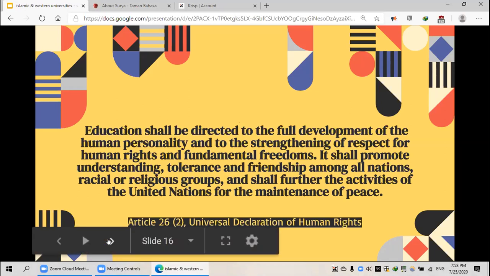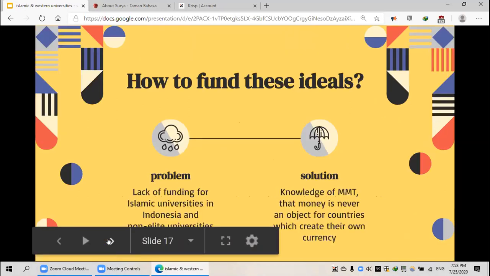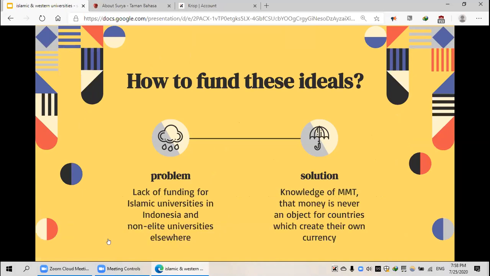Basically, what I'm trying to say is all these things need funding, and we are right now facing a lack of funding, especially for Islamic universities in Indonesia, and I would say non-elite universities elsewhere. Like non-Ivy League or non-Oxbridge or any of the high endowment universities. So far, at the moment in the pandemic, we know that lots of layoffs are occurring across the world in universities, and lots of problems because of the decrease in the number of foreign students.